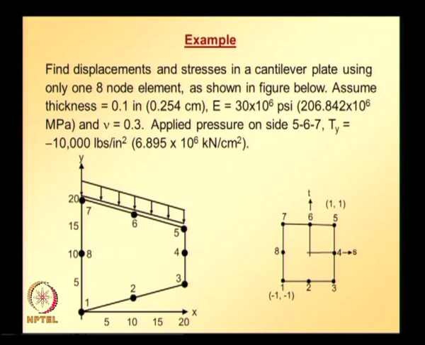This is the problem. We need to find displacements and stresses in this cantilever plate using one 8 node element, and pressure is applied on side 5, 6, 7 in the y direction, with the value given both in FPS units and SI units. This entire cantilever plate is discretized using only one 8 node element. This actual element we are going to map onto a parent element, which is shown on the right hand side, and we will be using 3 by 3 Gaussian integration.